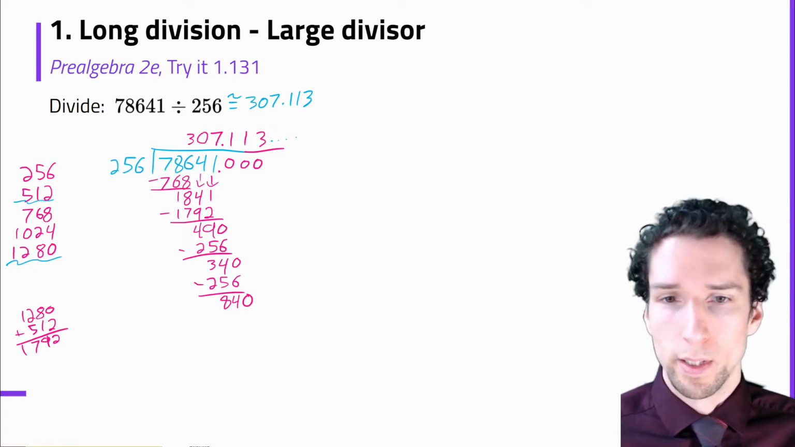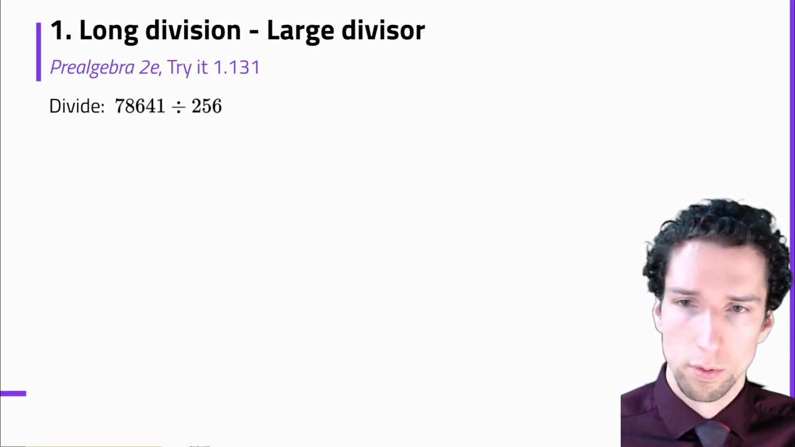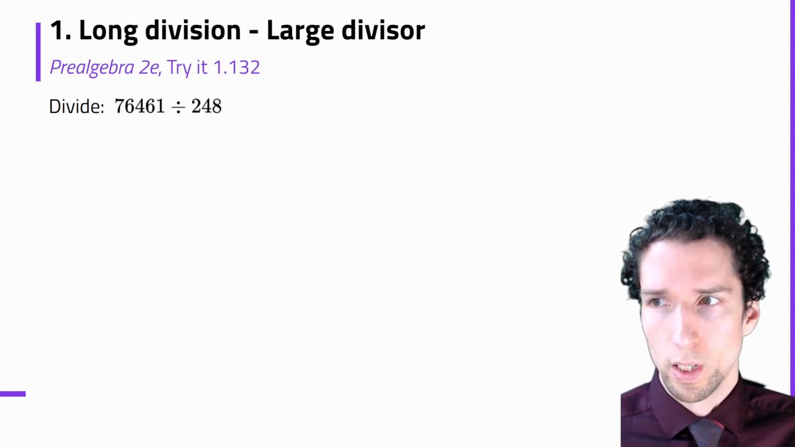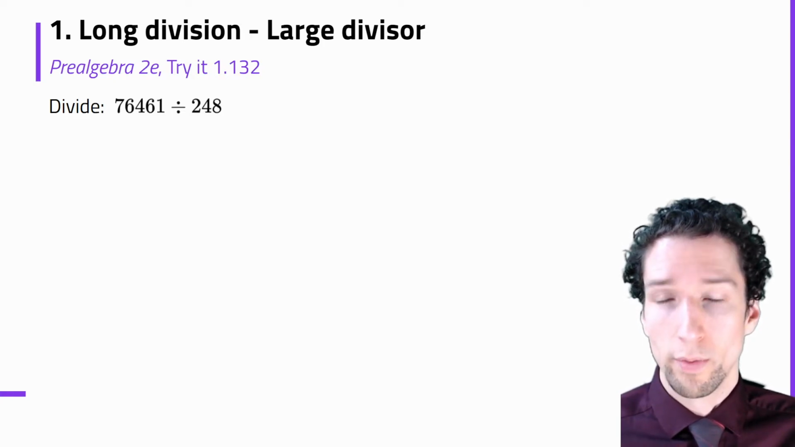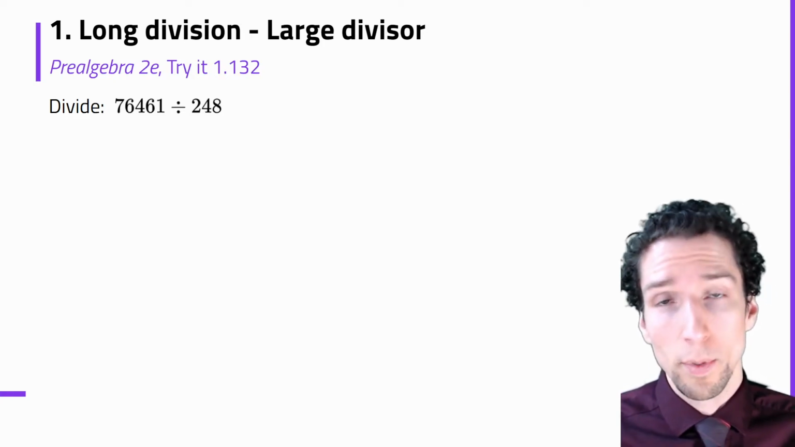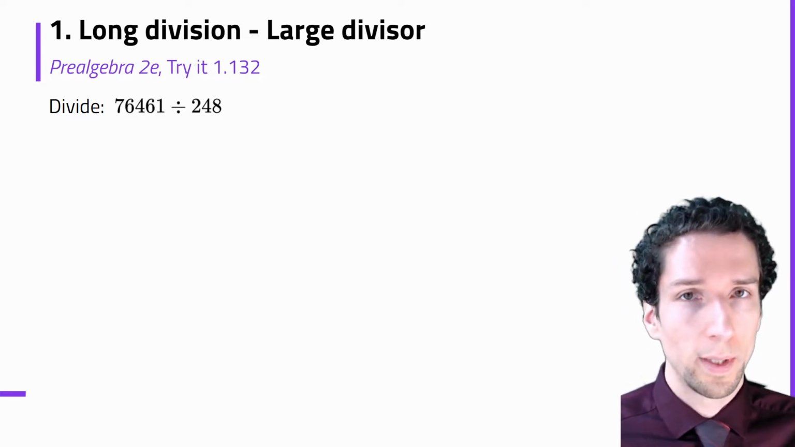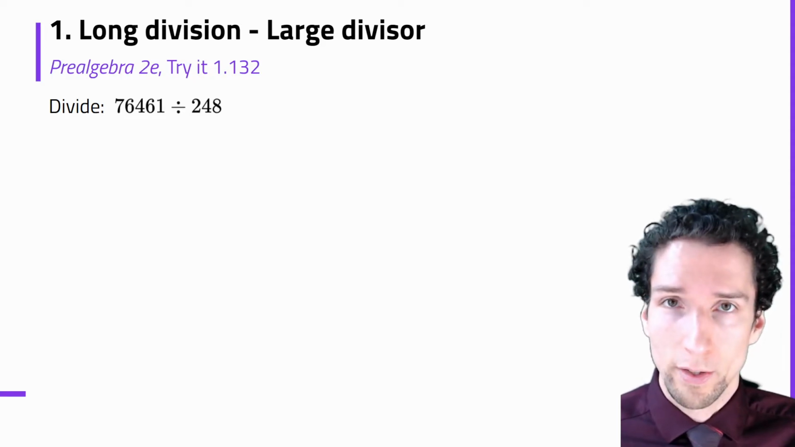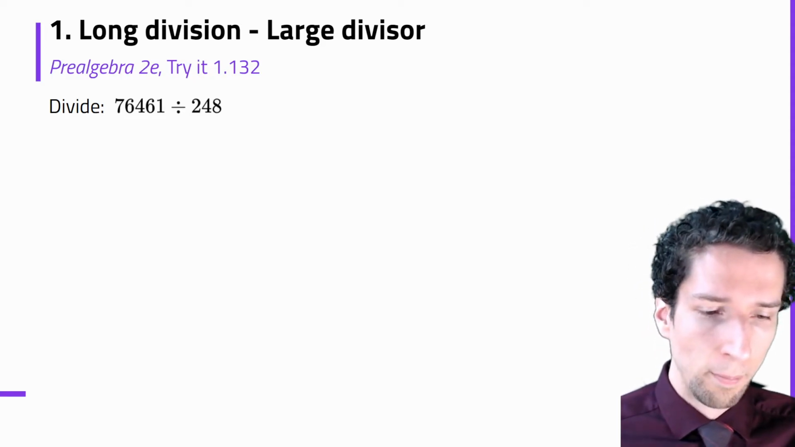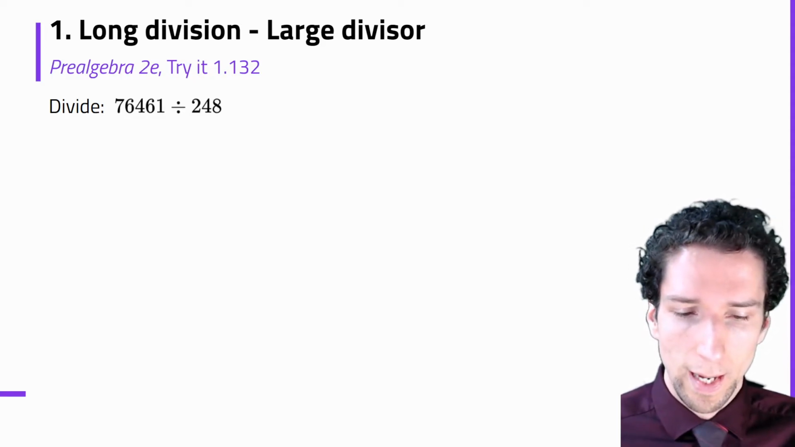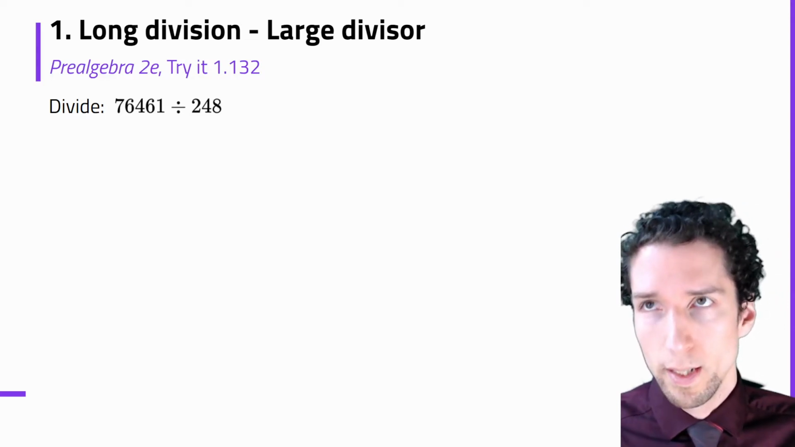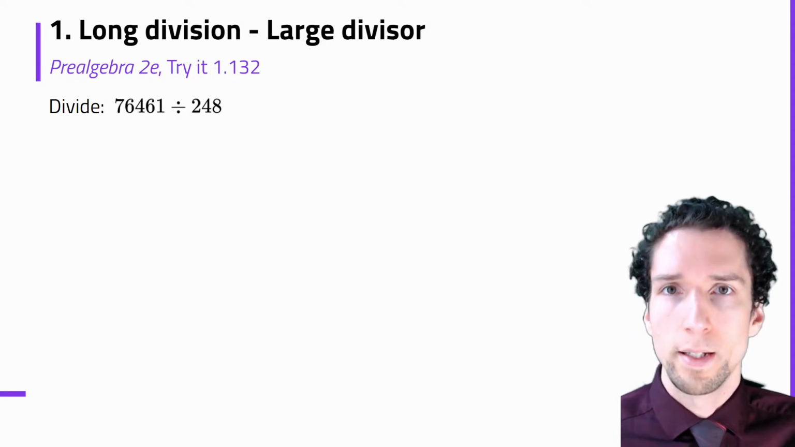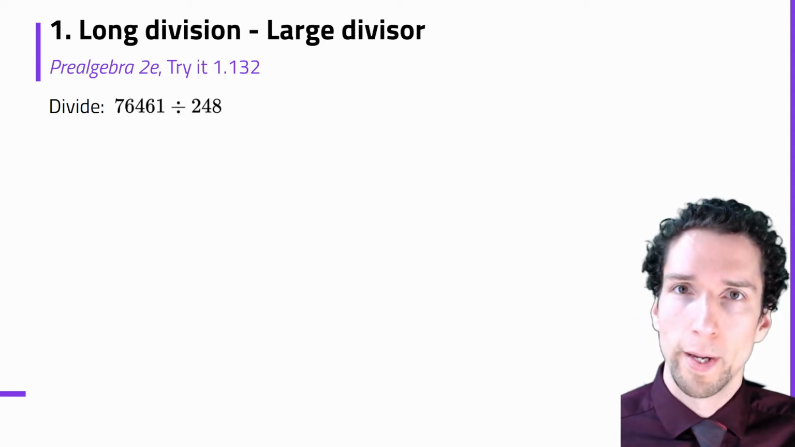Next practice one is for you here. 76,461 divided by 248. The numbers are similar to what we've been working with, but they are not the same. Answers are not going to be the same. You do have to actually calculate them. Try to have at least 2 decimal places in your result. You don't have to go forever, but at least 2. All right, go ahead.